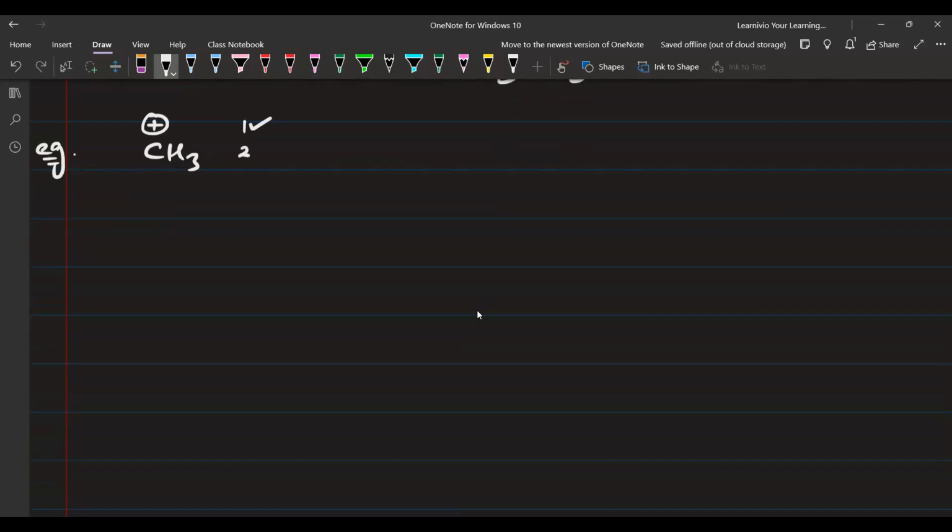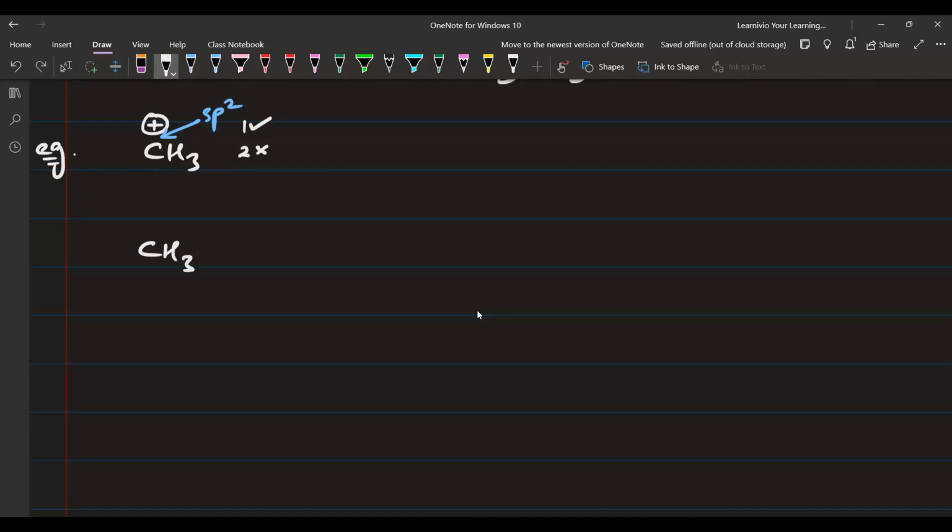Is there any adjacent carbon? This is the sp2 carbon, right? Is there any carbon adjacent to it? No, sir. So it is not going to show hyperconjugation. Make sense? Yes or no? Please tell me.